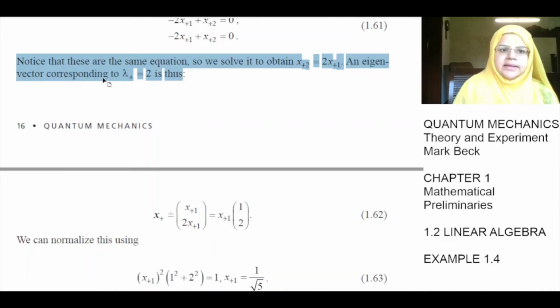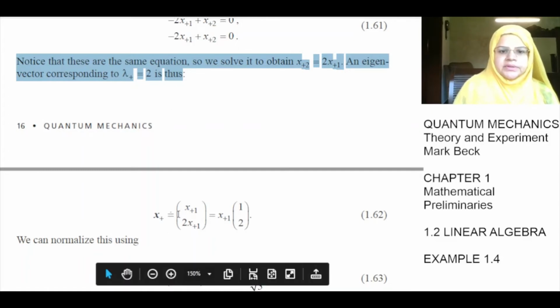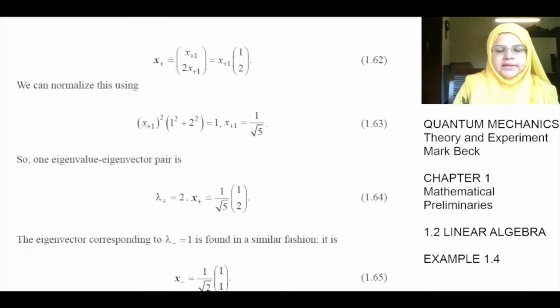An eigenvector corresponding to lambda plus is equal to 2 is thus x plus is equal to a vector with elements x plus 1 and x plus 2. Since x plus 2 is equal to 2x plus 1, we will substitute that. Then we will take x plus 1 in common and we will get a vector with elements 1 and 2. We are getting the vector in terms of x plus 1. To obtain a unique solution, we need to normalize it.